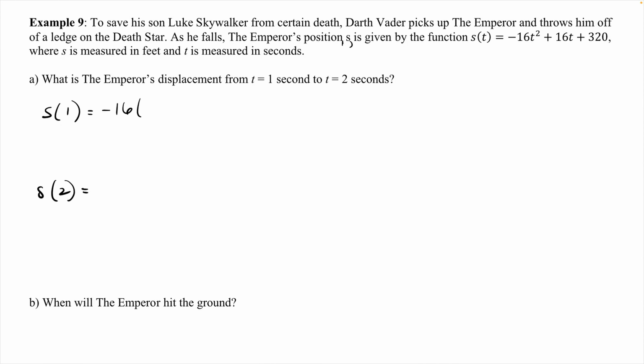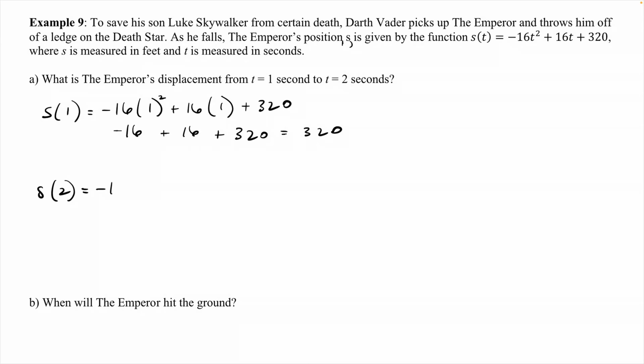Negative 16 times 1 squared, plus 16 times 1 plus 320. So that's negative 16 plus 16 plus 320, which is just 320. That's where he was at time 1.